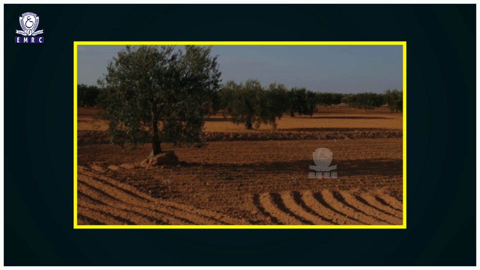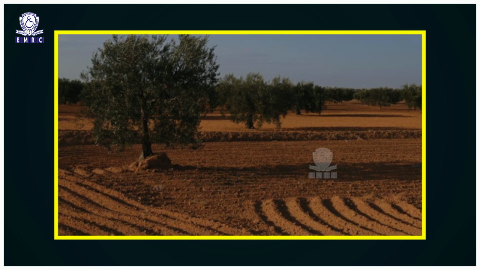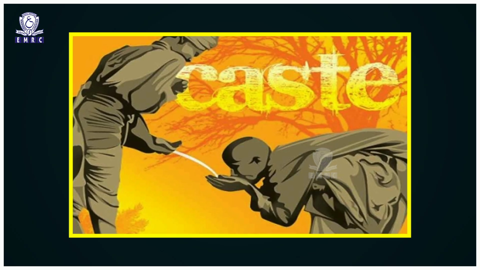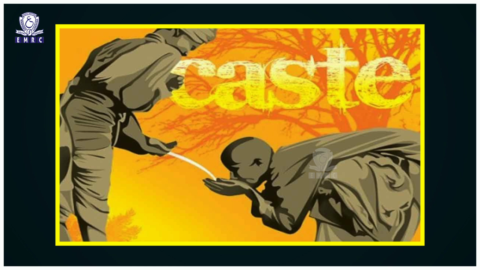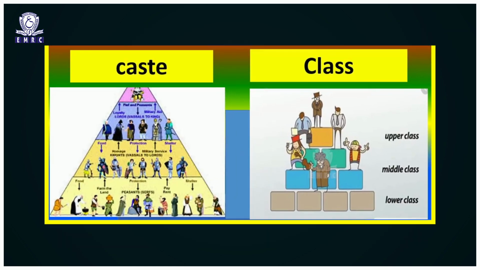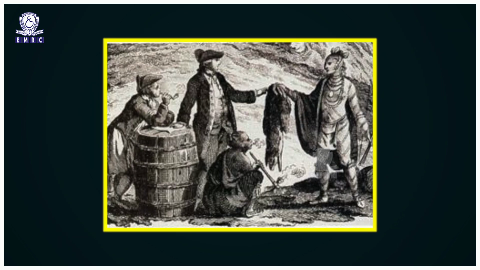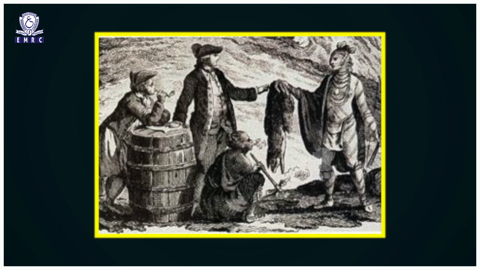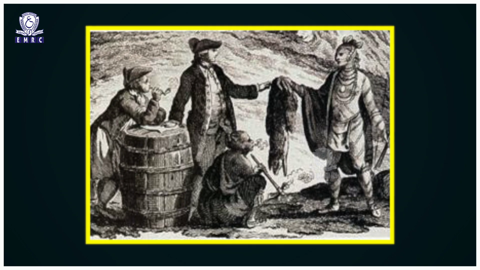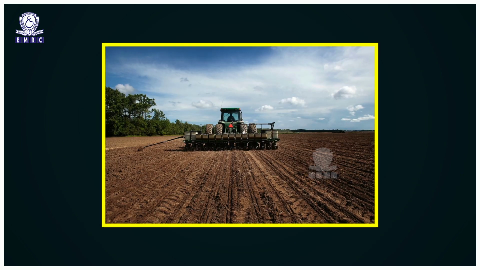What is agrarian social structure? Agrarian means anything related to land, its management or distribution. Agrarian social structure will include caste, class, land ownership and the Jajmani system, while agrarian class structure will include only classes.